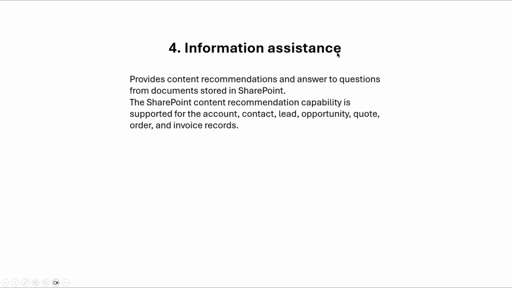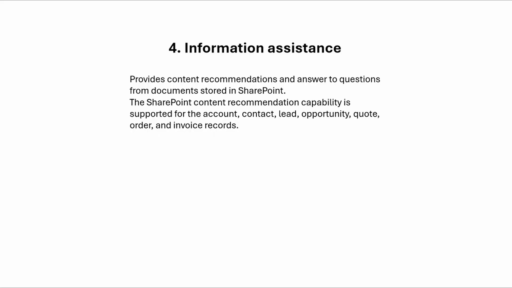The fourth feature within Copilot in Dynamics 365 Sales is information assistance. This provides content recommendations and answers to questions from documents stored in SharePoint. The SharePoint content recommendation capability is supported for the out-of-the-box sales tables like account, contact, lead, opportunity, quote, order, and invoice records.